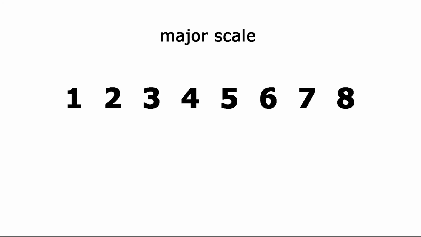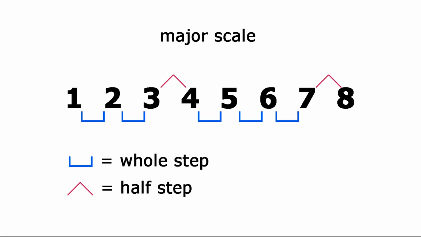And now get ready for the magic formula of the major scale. Take note that there is a half step between the 3rd and the 4th, the 7th and the 8th note. This formula holds true for every major scale. Just make sure that there is always the half step between 3 and 4, as well as between 7 and 8.